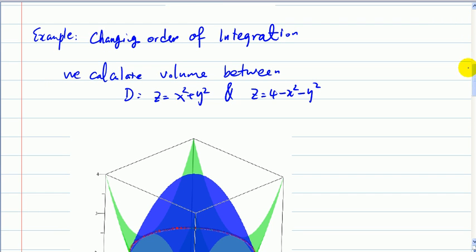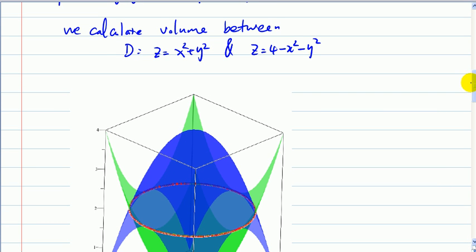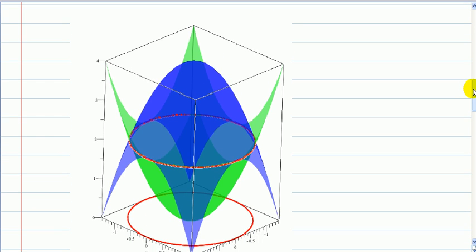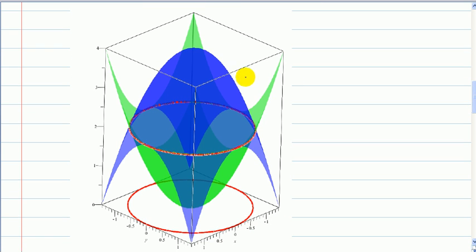So in the lecture we did this part. We actually did it using polar coordinates, if you recall that. This is basically the region D we're looking at here. The blue color surface is z equal to 4 minus x squared minus y squared. The green color surface is z equal to x squared plus y squared, the paraboloid.